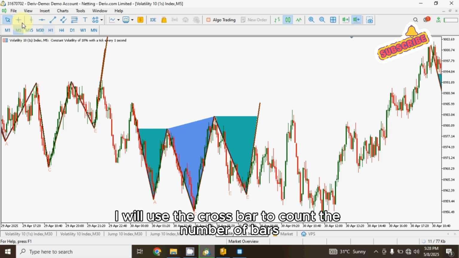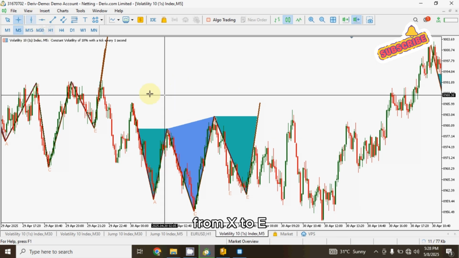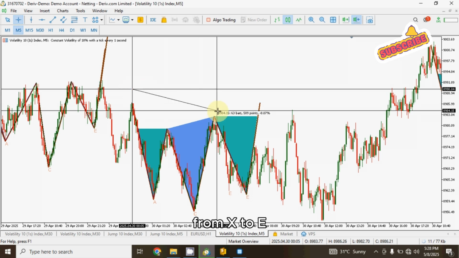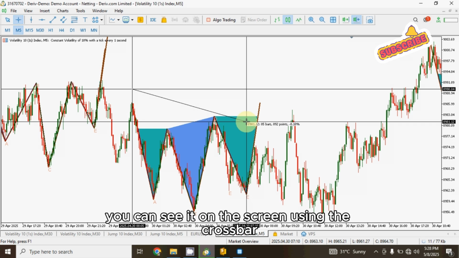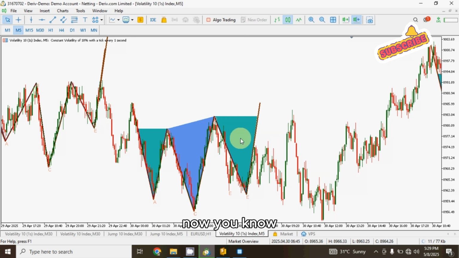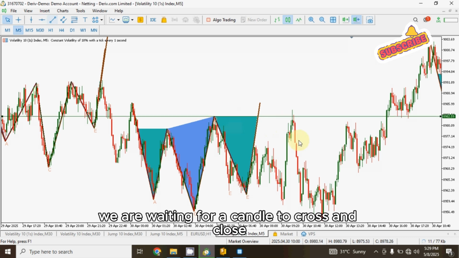I will use the cross bar tool to count the number of bars from X to E. You can see that from X to E, we have a total of 85 bars. You can see it on the screen using the cross bar. Now, we'll be waiting for a candle to cross and close above D. Let me place a horizontal line on D. This is D.